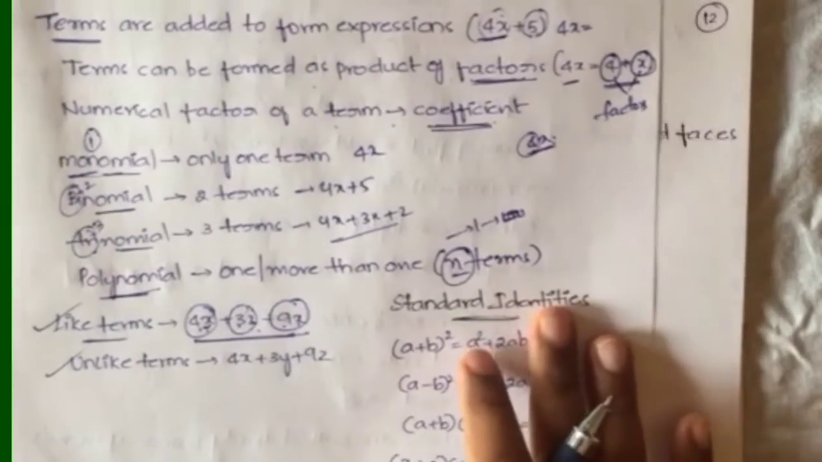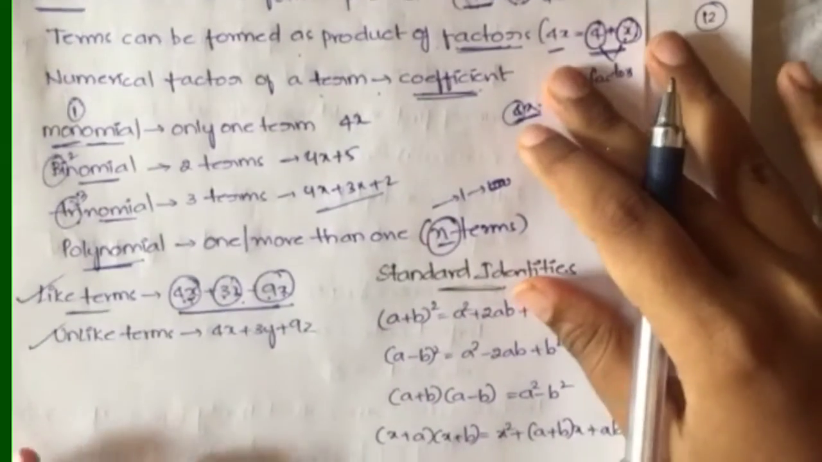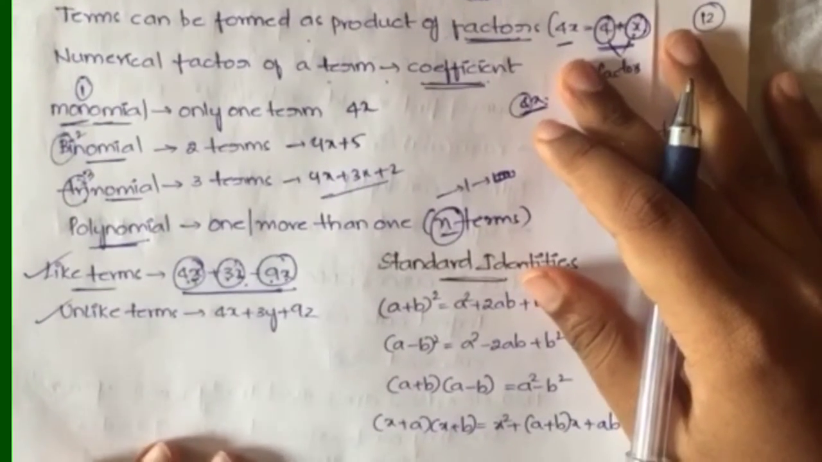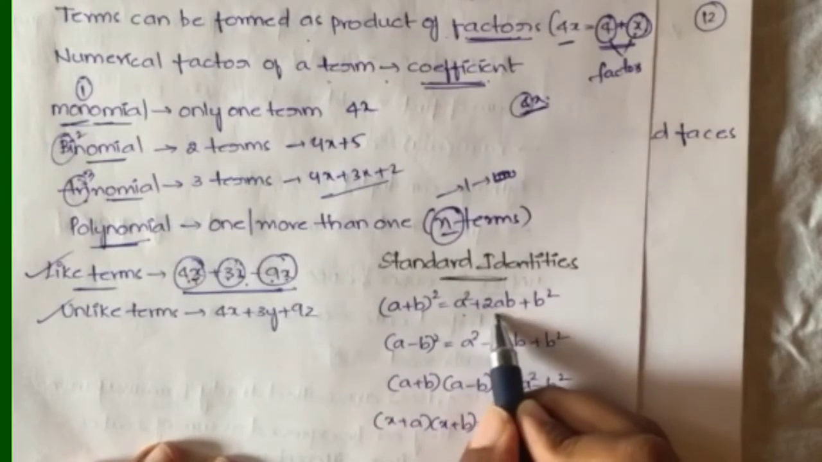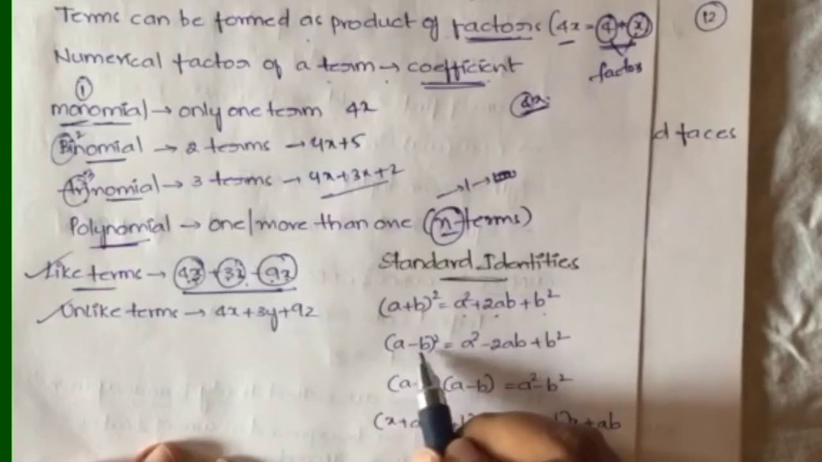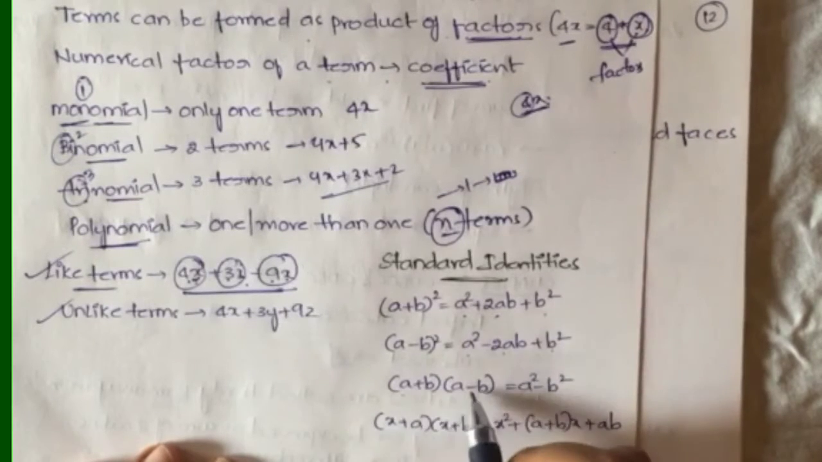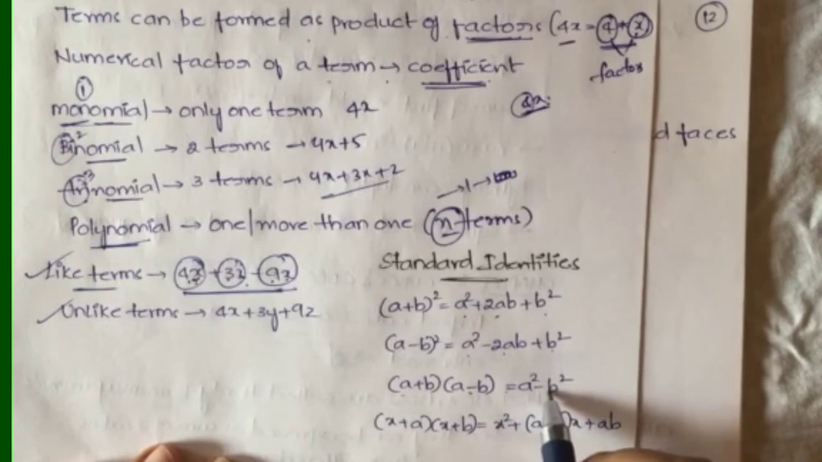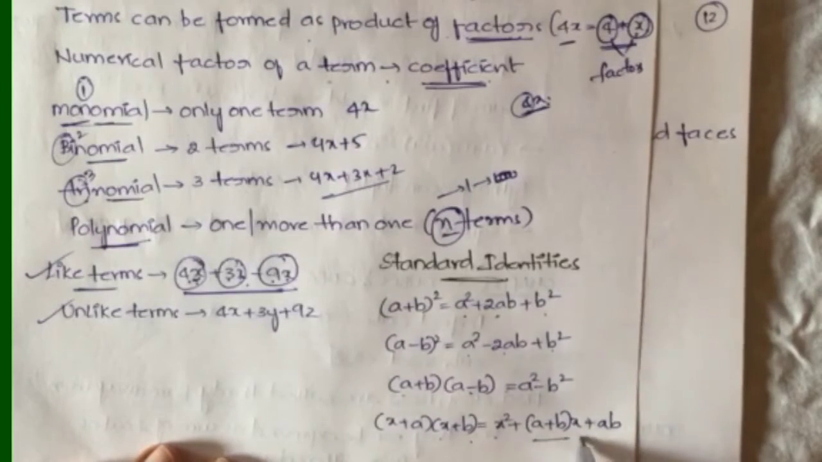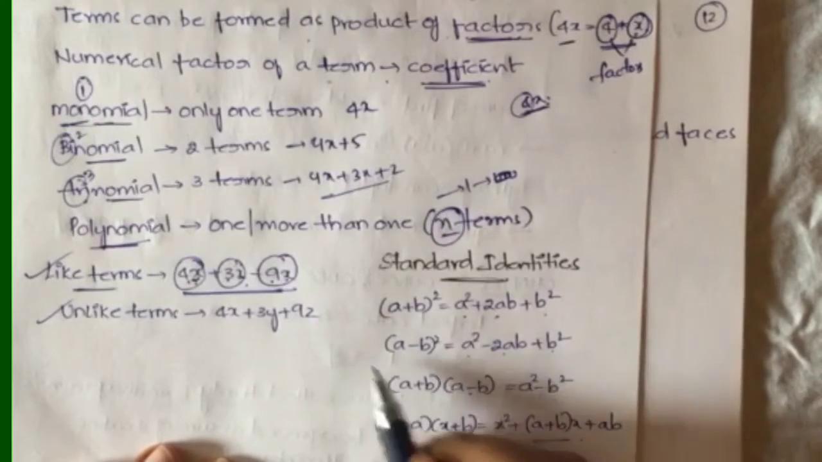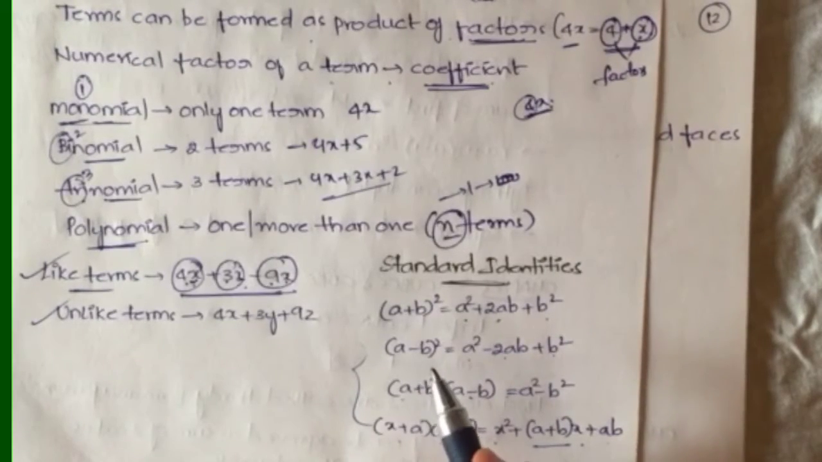Clear? Now, standard identities. What are the standard algebraic identities that we have? Let us see. (a plus b) whole square is equal to a square plus 2ab plus b square. (a minus b) whole square is equal to a square minus 2ab plus b square. (a plus b) into (a minus b) is equal to a square minus b square. (x plus a) into (x plus b) is equal to x square plus (a plus b)x plus ab. These are the formulas to remember. That's all. If you remember these formulas, you can solve all the problems easily.